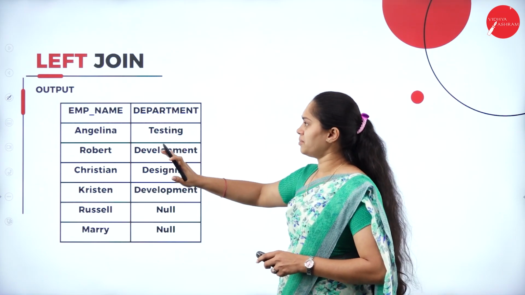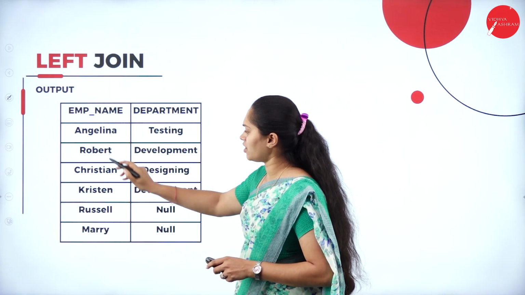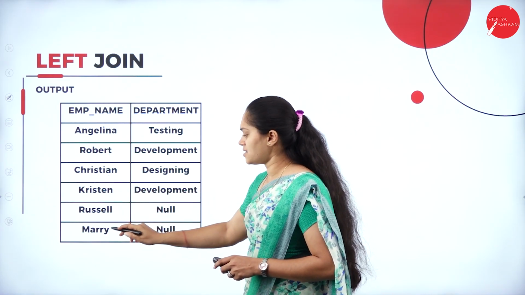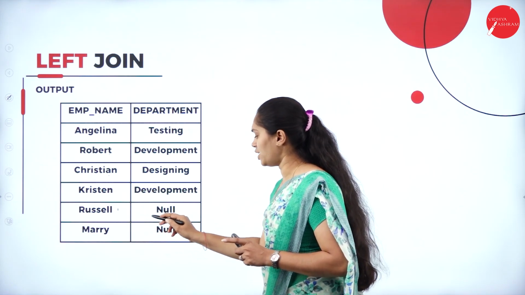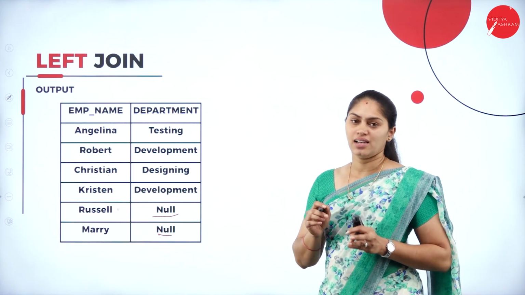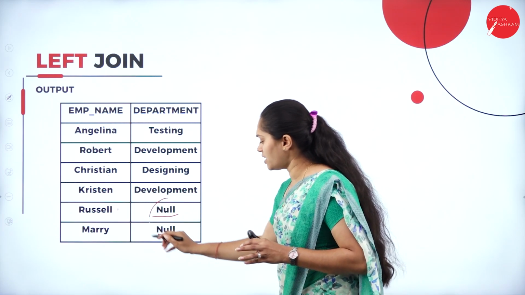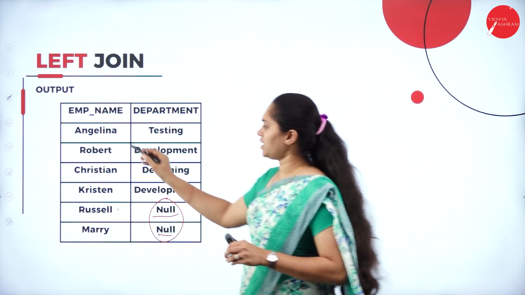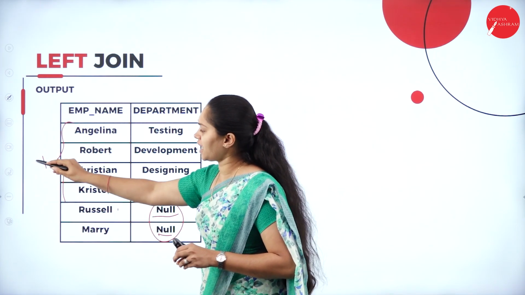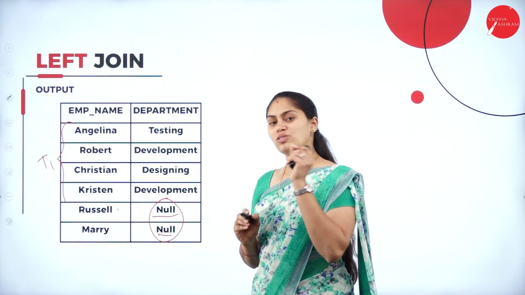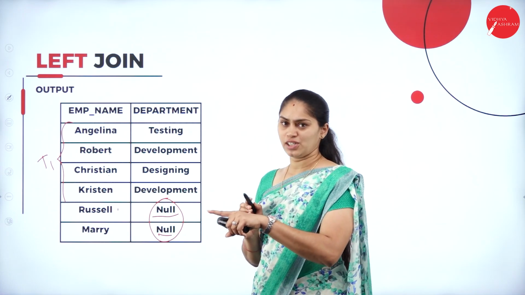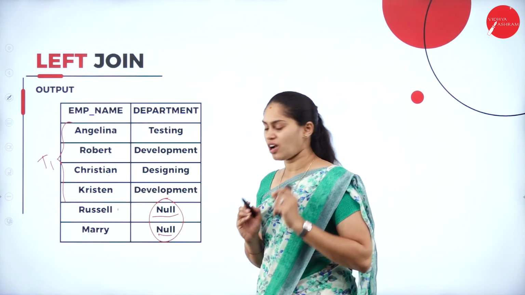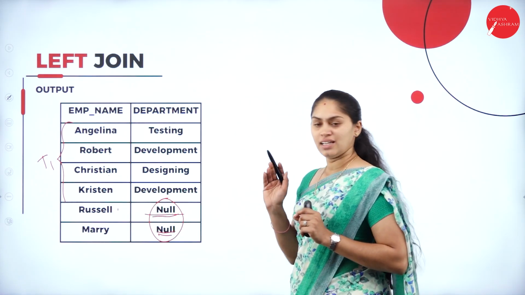So whatever will be the output for this one: Angelina, Robert, Christian, and Russell, Mary. For these two values it will return null. Why? Because these two values do not exist in table 2. So it will return all the content from table 1 and the matching value from table 2. If that matching value is not found, then it will return null here.